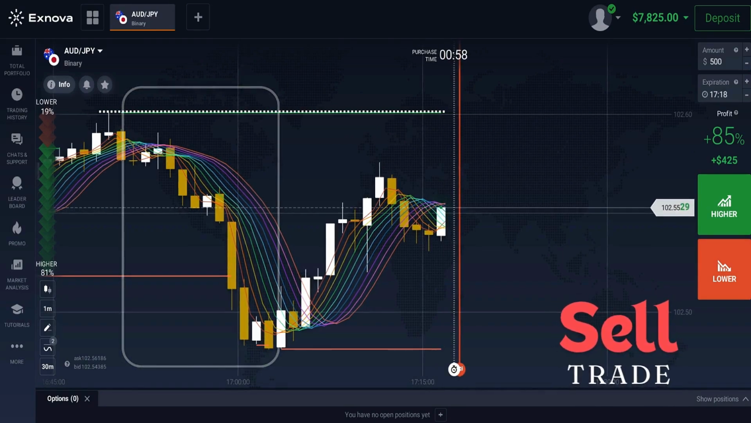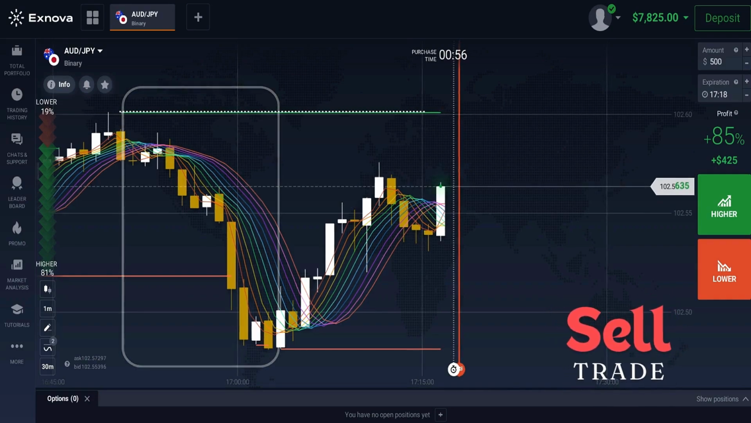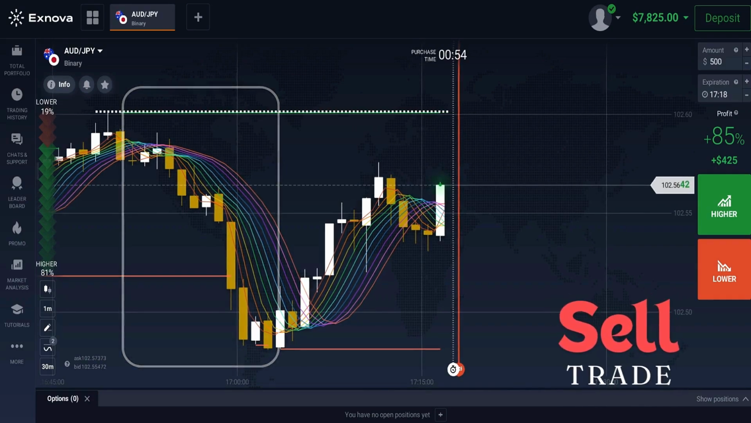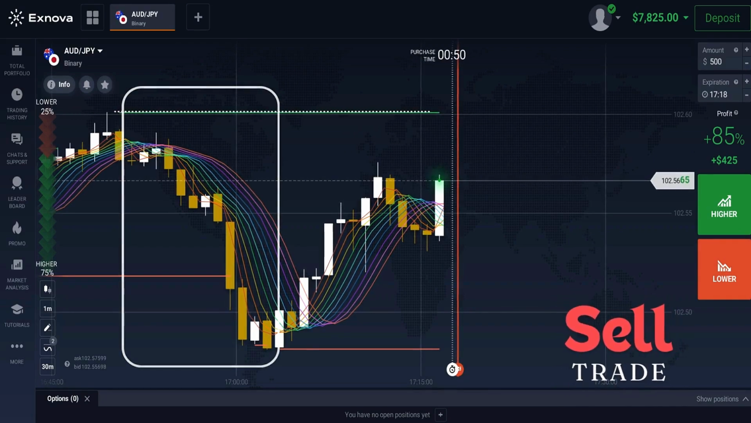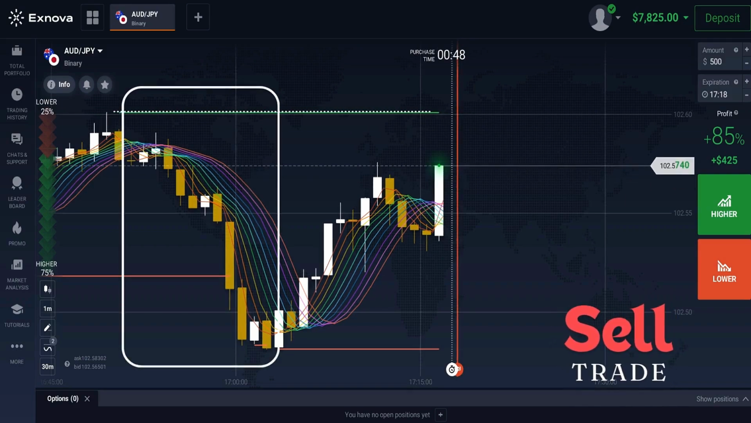Use a 1-minute candle time frame with a 5-minute expiry time. Avoid trading during major news events to prevent unpredictable market moves. This strategy works in both real and OTC markets.